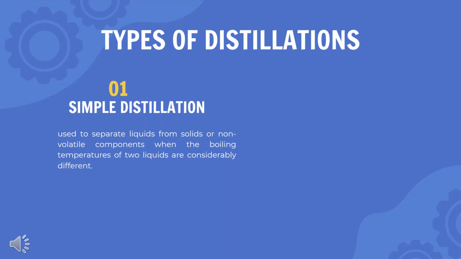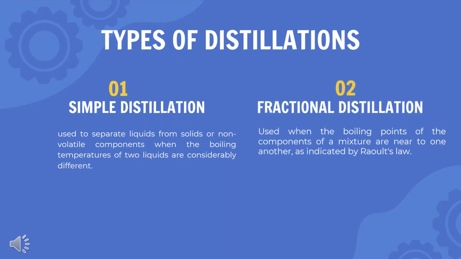The second type is fractional distillation. It's used when the boiling points of the components of a mixture are near to one another or close to each other. It involves several vaporization and condensation steps, which take place in the fractional column. It is also known as rectification, which is a succession of distillations.